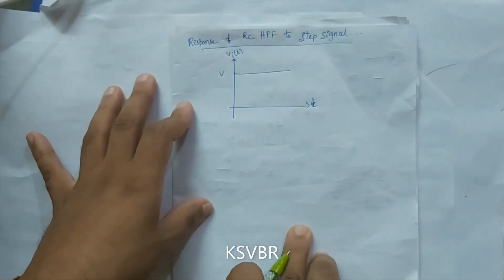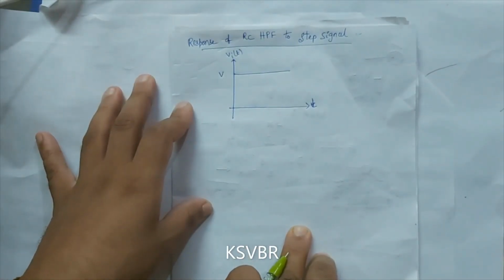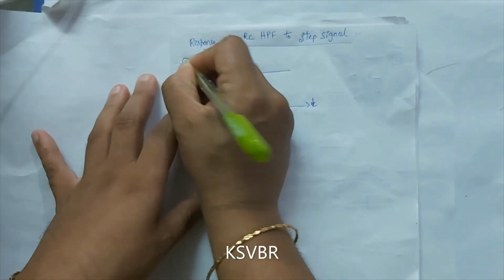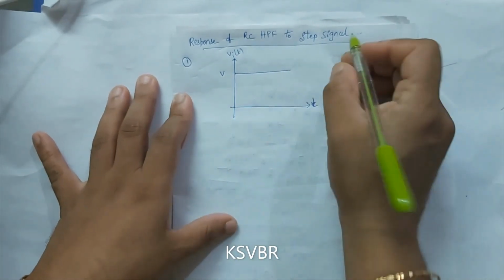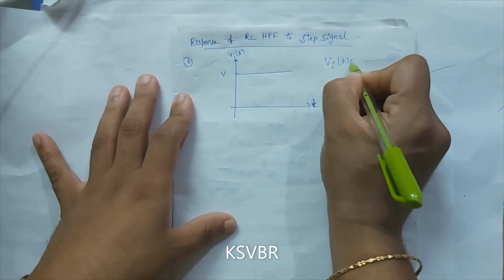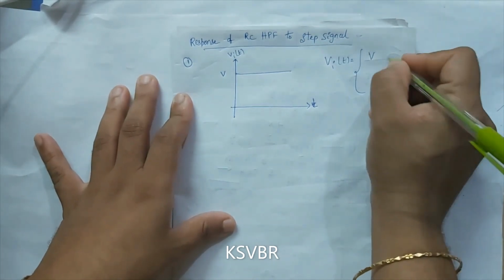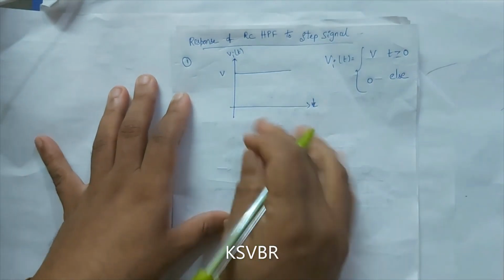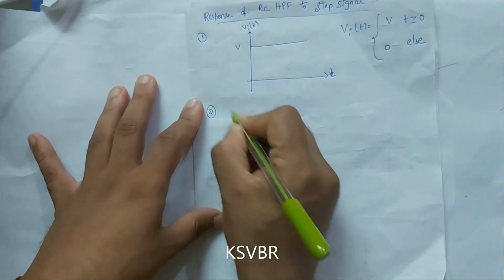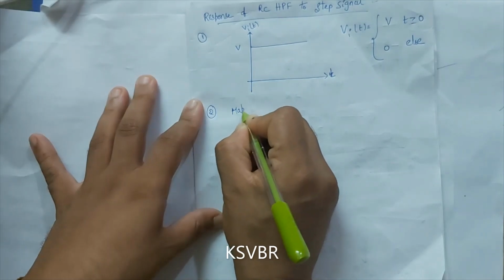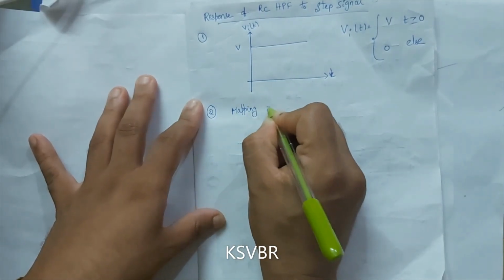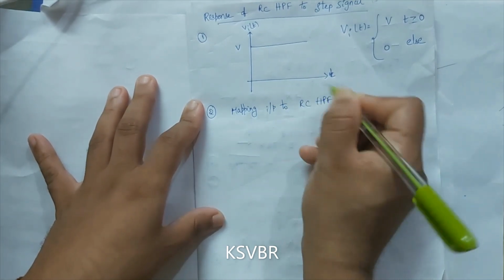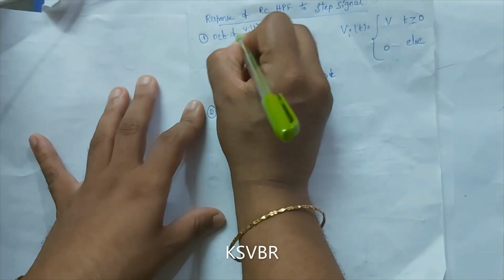Let us see the response of the RC high pass filter to the step signal. As we know, step 1 is the definition of the input signal. This is the step signal. Vi of t is mathematically equal to V for t greater than or equal to 0 and 0 else. Okay, so now the second step is mapping the input to the RC high pass filter. This is the definition of the input signal.